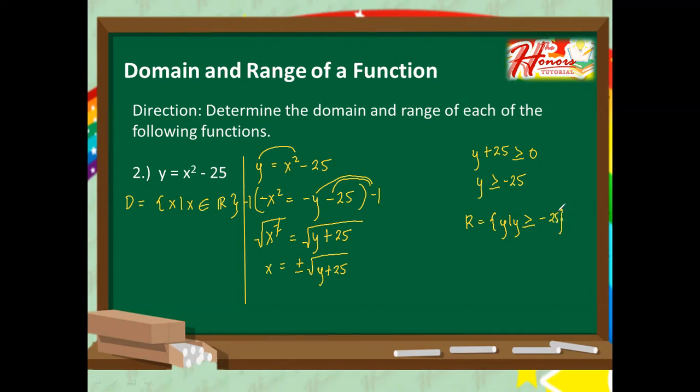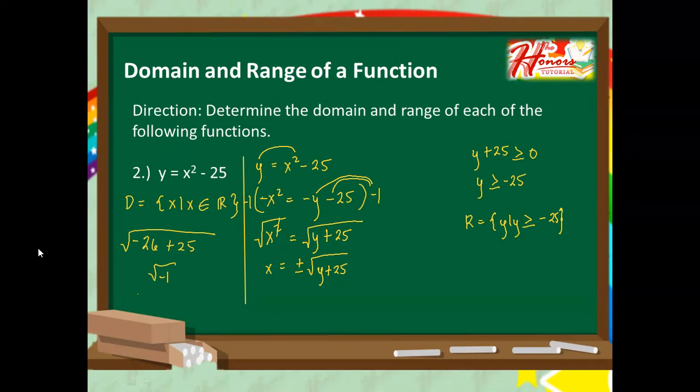Why do we need our restriction? It is for us to avoid an imaginary answer for this equation in our radicand. Because if we use numbers that are less than negative 25, let's say negative 26, the square root of negative 26 plus 25, then your answer will be negative 1. So if you have here the square root of negative 1, remember that it will become an imaginary number. So therefore, we should have our restriction here.